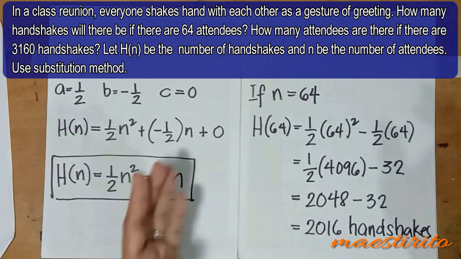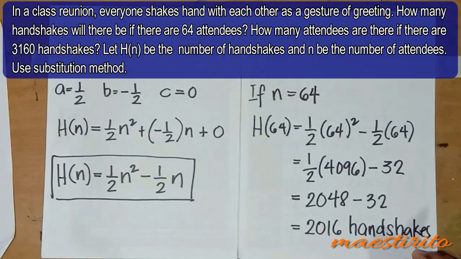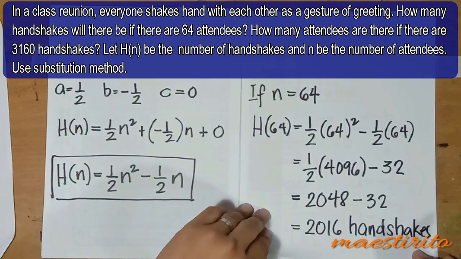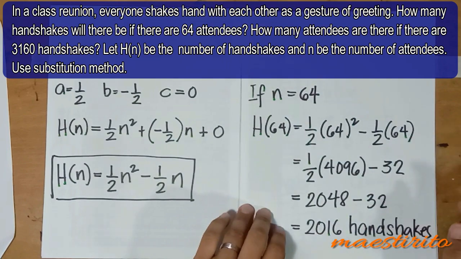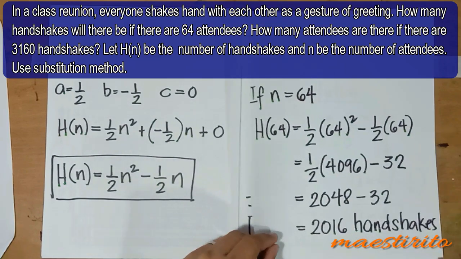So have a quick glance again of the solution if n is 64, because we will go to the next problem, in which it is asking about the number of persons in the reunion if there will be 3,160 handshakes. So by this time, the h of n is given. So the n is what we're going to solve.